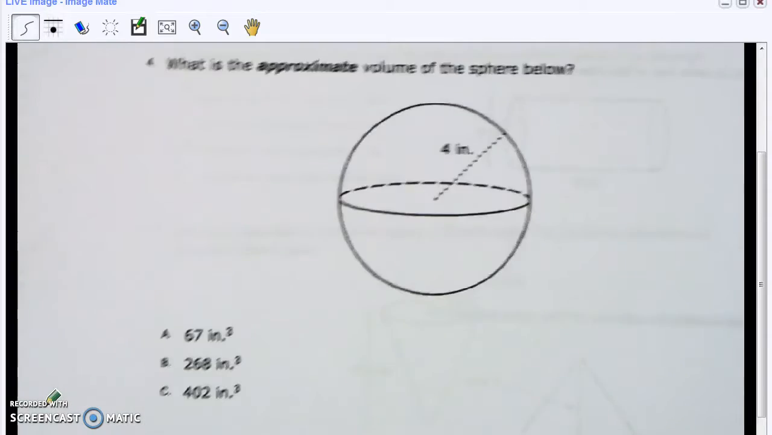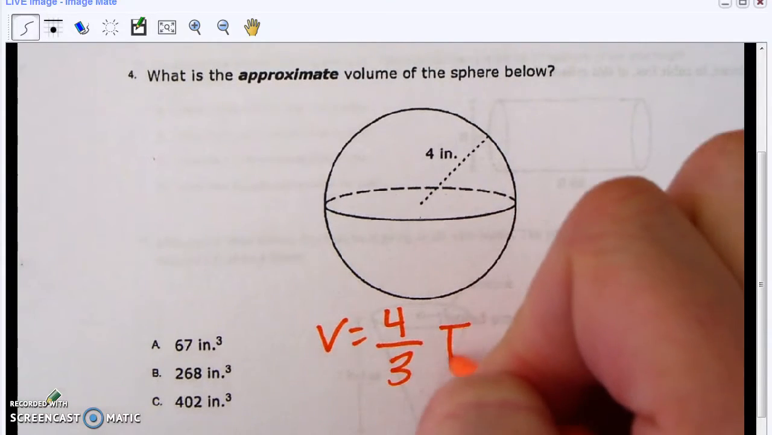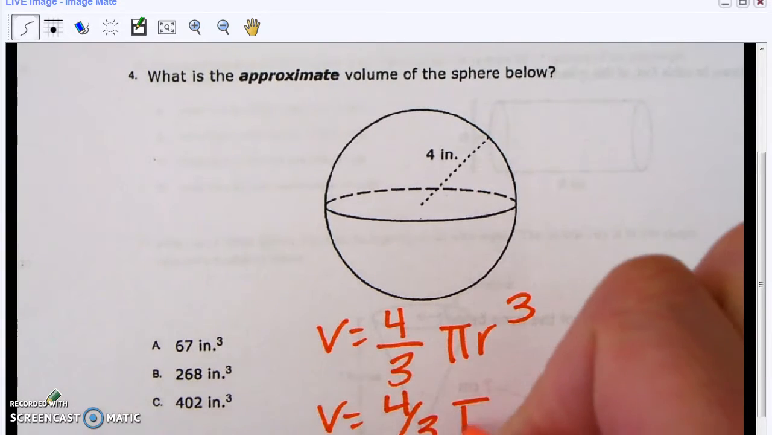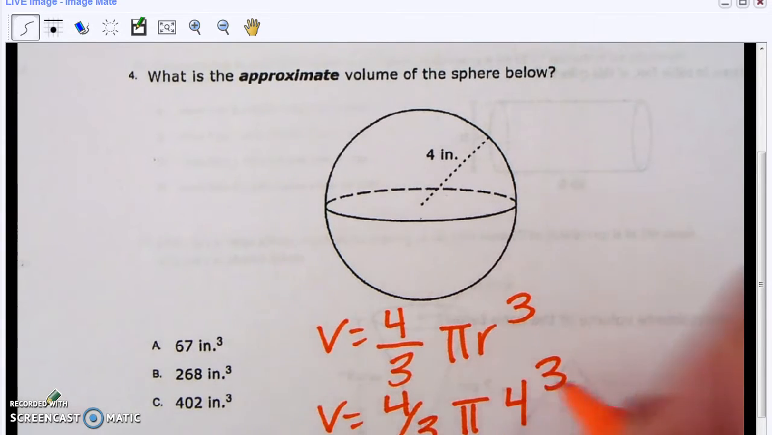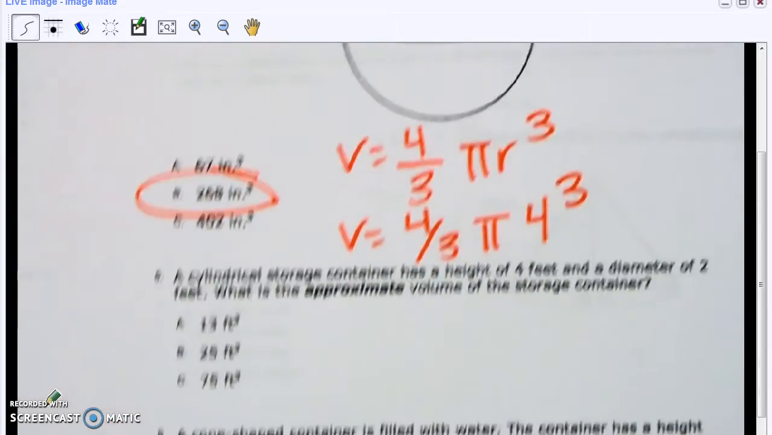For number 4, this is obviously a sphere, so I'm going to use 4/3 pi r cubed. I know that the radius is 4. When I type all that into my calculator, I get B.